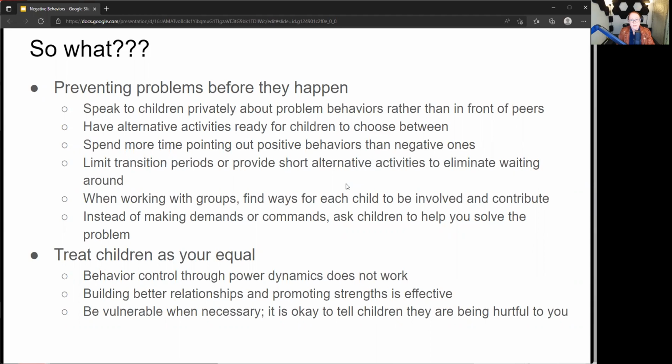Have an alternative activity ready to choose between what you're asking them to do and something else. That will almost always give you some good results. Doesn't mean every kid will go for it, but a lot of children, when given a choice, will choose the right one that you wanted, but make the second one something else that they might also learn the same ideas from if they're willing, right? Spending more time pointing out positive behaviors than negative ones.